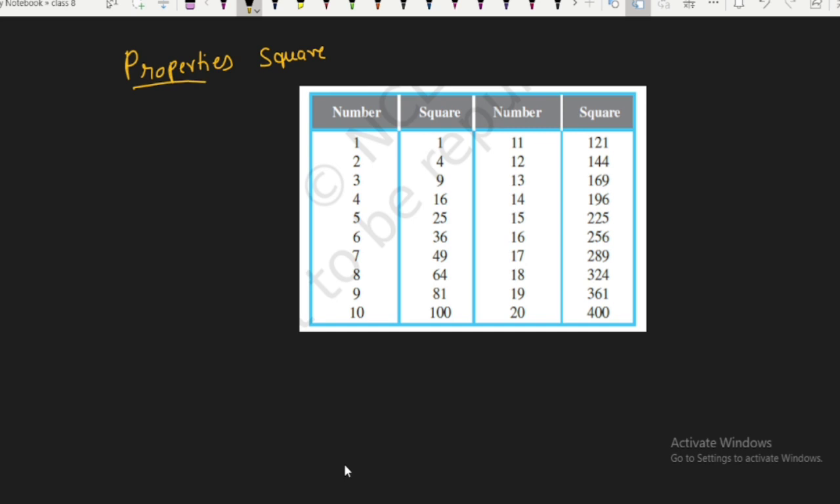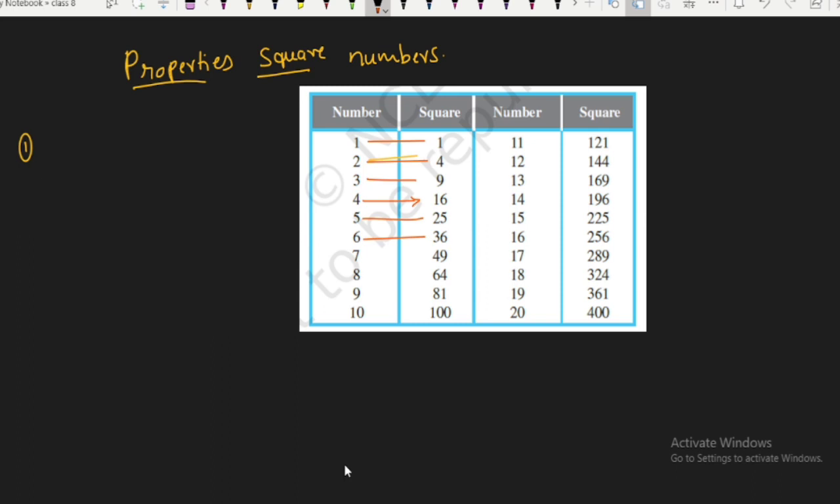Observing these in the box here, you can find so many properties. First, you can see the square of an even number is an even number. Square of 4 is 16, again even. Square of 6 is 36, right? In the same way, the square of an odd number is an odd number. Square of 3 is 9. Square of 5 is 25.